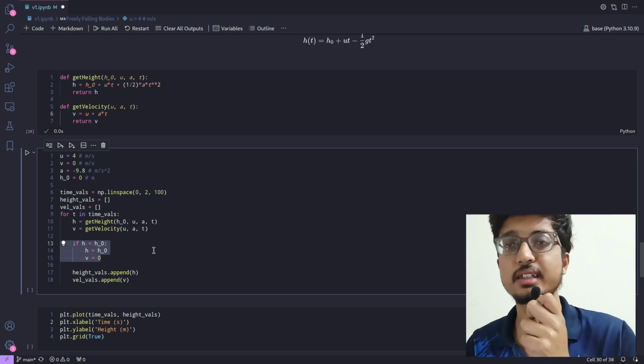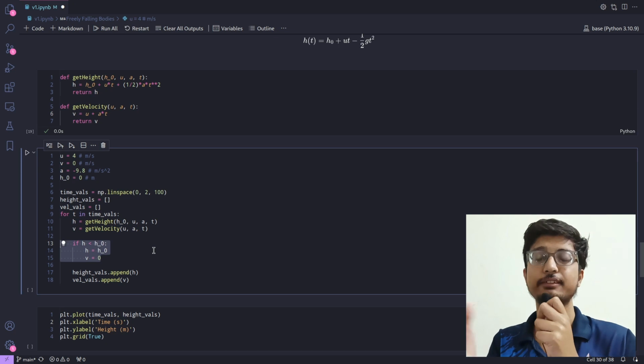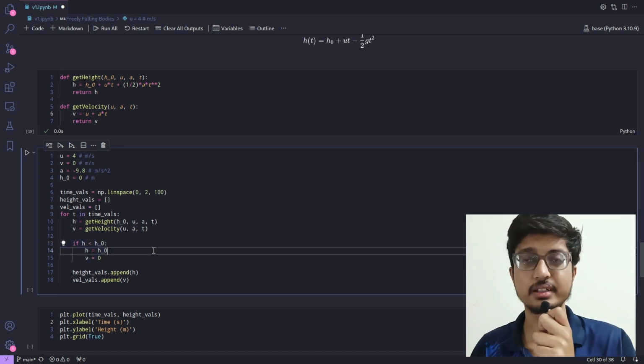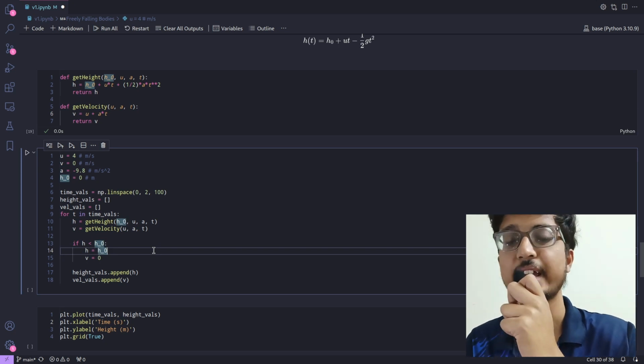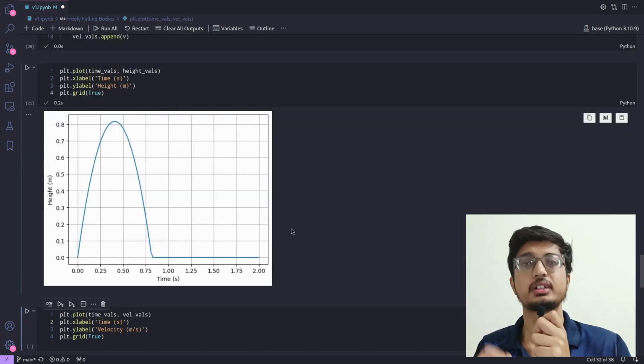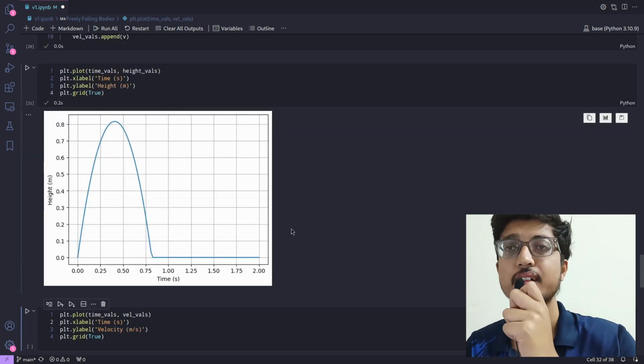If that's so, then set the height to be the initial height and the velocity to be 0. So instead of going through the ground, it would just stay constant with time. And then I have updated the list by appending the values here. Let's plot them now. So the height versus time plot gives us a nice curve.